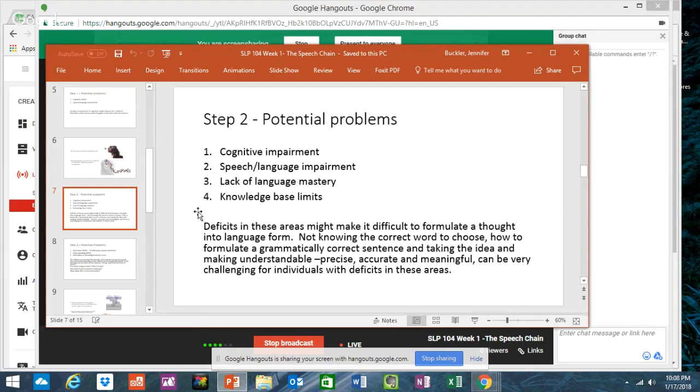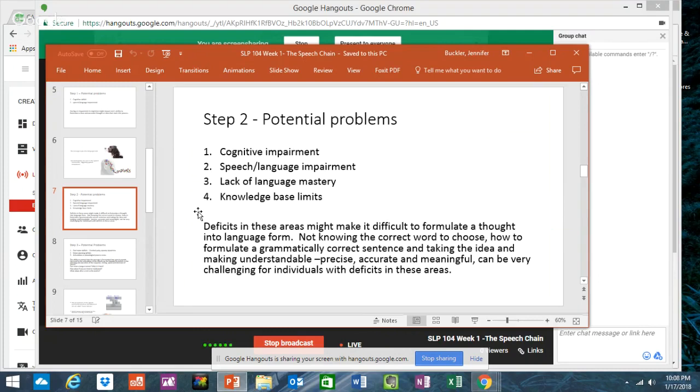So what could go wrong here at this level? Well, quite a bit of things can go wrong here. Certainly the impact of that continued cognitive impairment will or could potentially impede the creation of a correct language form. So a speech language impairment, cognitive impairment, the lack of mastery of language itself. So young children might have a different ability to form a language message than a person who has a more mature knowledge of the language system.